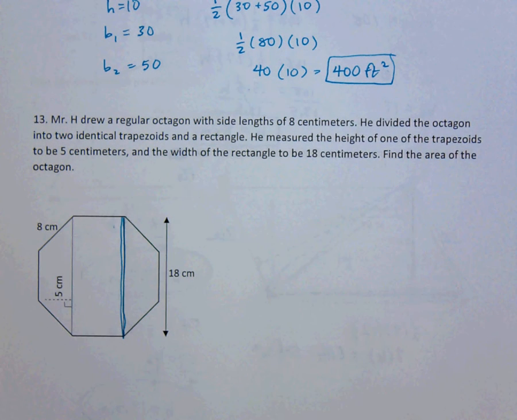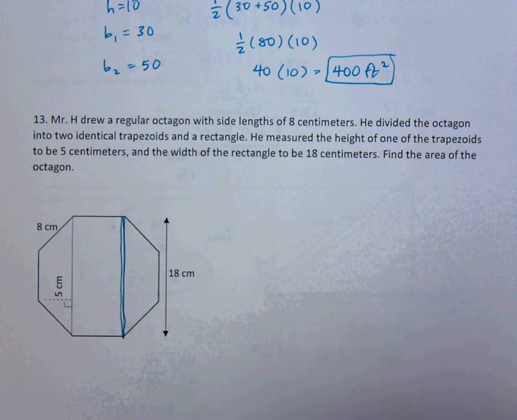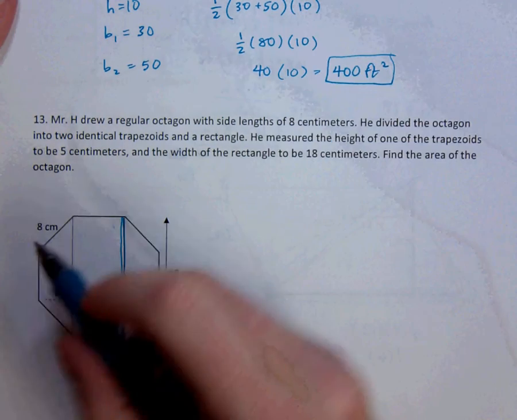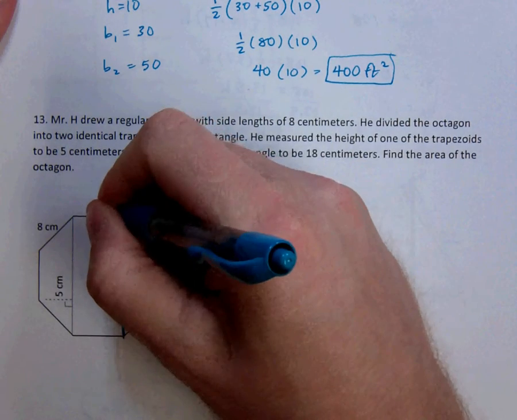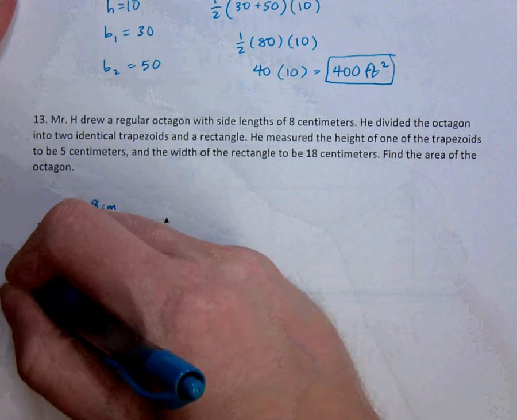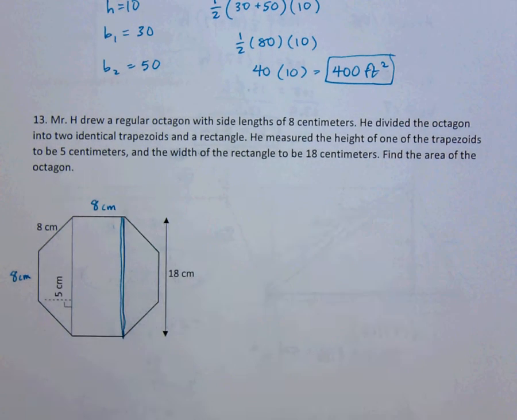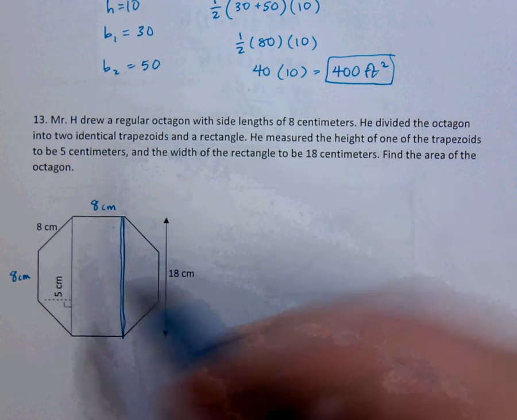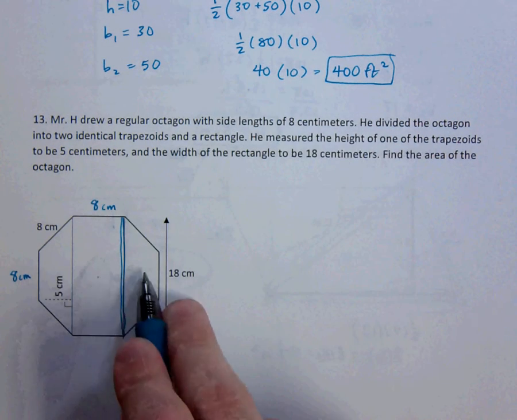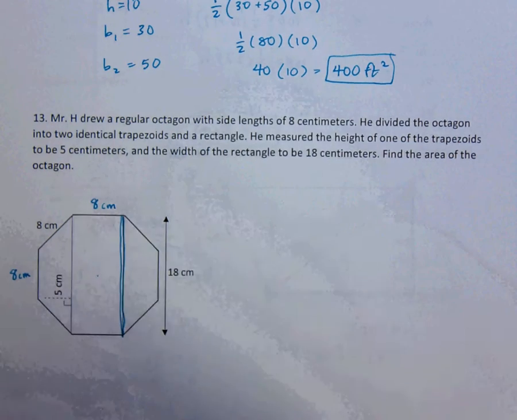Now this is another one where students struggle to start. And the reason they struggle to start is because they don't realize that this 8 is everywhere. It's 8 all the way around. And once you realize that, everything else kind of clicks, hopefully. So what we're going to do, we're going to find the area of this rectangle, this trapezoid, and that trapezoid. And we're going to add it all together.